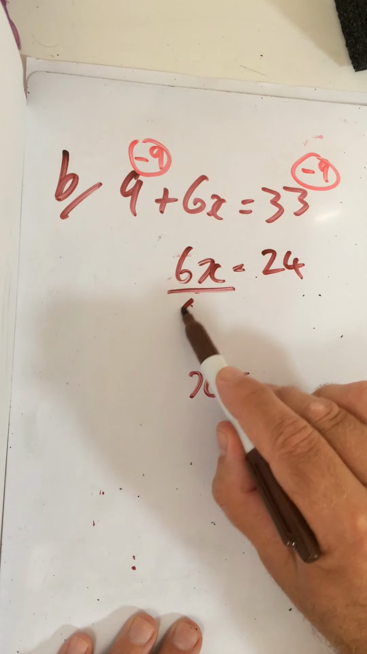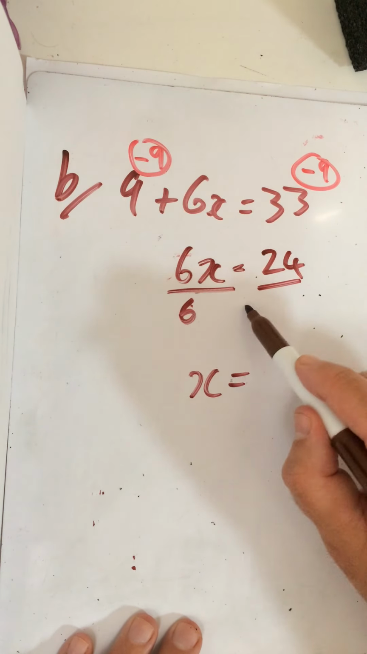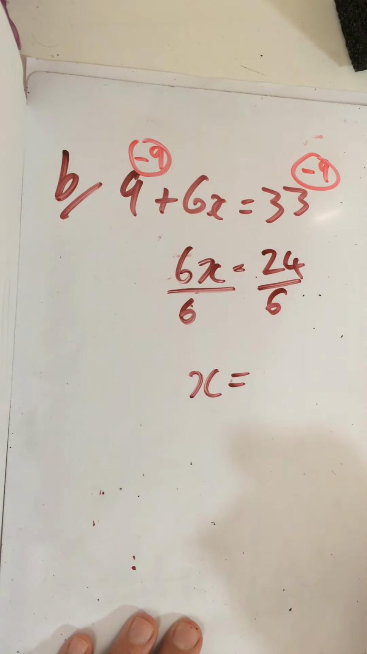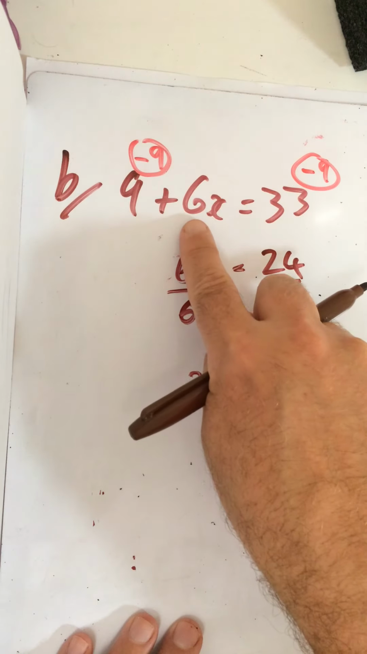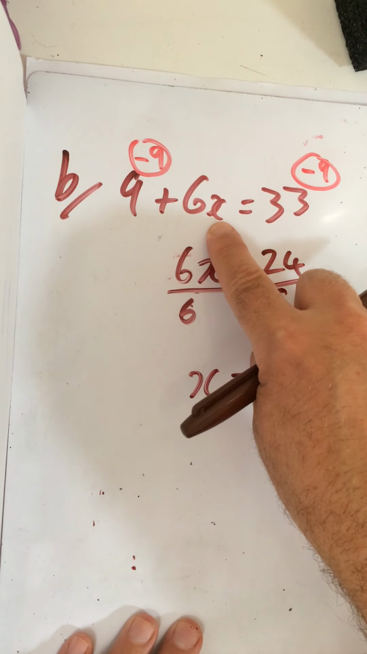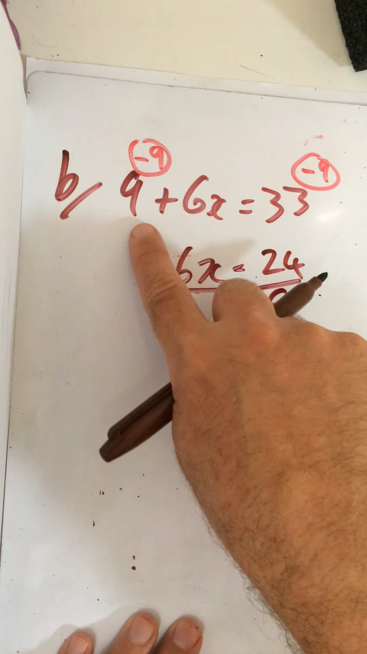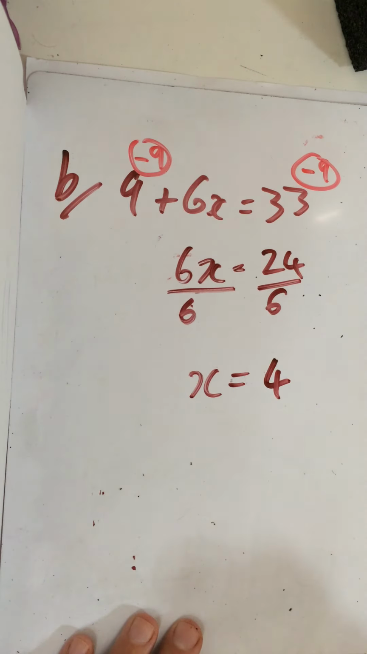So to get to x, I divide them both. Divide that by 6. It's the balanced method. I do the same on the other side. x is equal to 4. 6 times 4 is 24. Add 9 is 33. Yes.